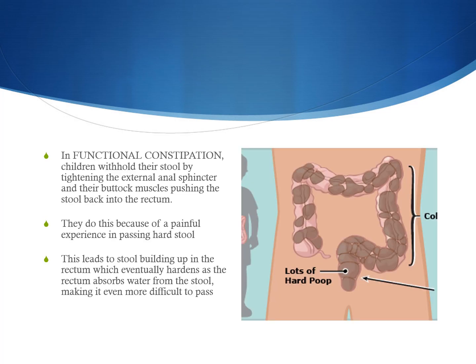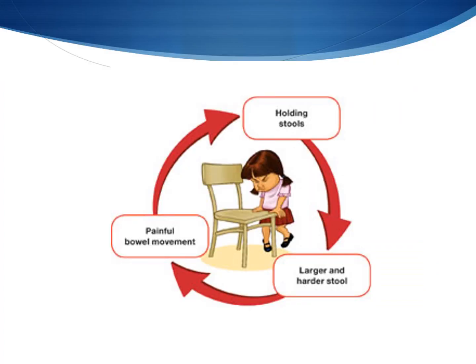In functional constipation, children withhold their stool by tightening instead of relaxing the external anal sphincter and their buttock muscles, pushing the stool back into the rectum instead of outside the body. They do this because of a painful experience in passing hard stool, and this in turn leads to stool building up in the rectum and eventually hardens as the rectum absorbs water from the stool, making it even more difficult to pass, as you can see in this diagram. So it becomes a vicious cycle. The child holds the stool, so there becomes larger and harder stool in the rectum, and then there is more painful bowel movement, causing the child again to withhold the stool.